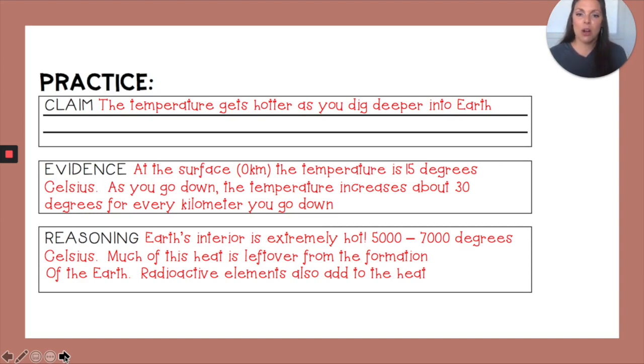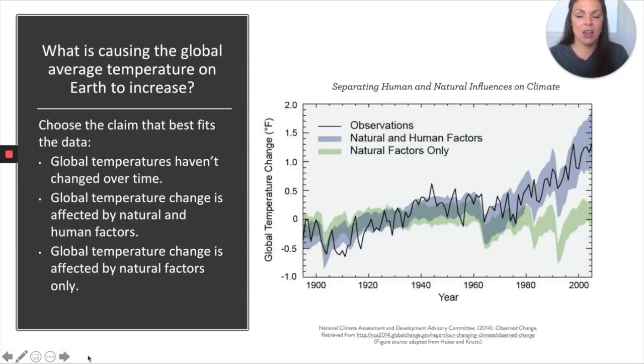And then we want to provide our reasoning. So connecting it all together, we're going to explain that Earth's interior is really, really hot, 5,000 to 7,000 degrees Celsius in the center. Much of this heat is left over from the formation of the Earth, and radioactive elements also add to the heat. So we've explained some of those science concepts that help the reader or the listener understand our argument and understand our data.